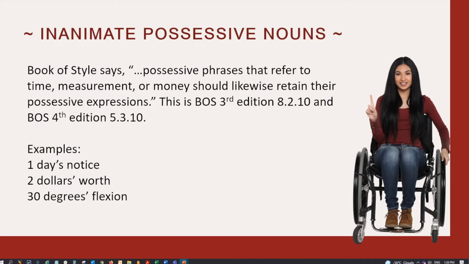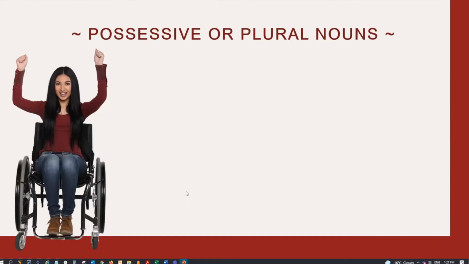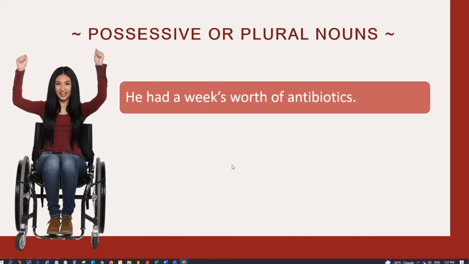If you have the 3rd edition of Book of Style, it's in 8.2.10. If you have the 4th edition, it's in 5.3.10. So examples: one day's notice, $2 worth, 30 degrees flexion. You'll notice that they use a possessive form. So if we just think time, measurement, money, these are the types of expressions. These do take time to get used to, and I wanted to give some examples. These are really common ones that you would hear in medical reports.